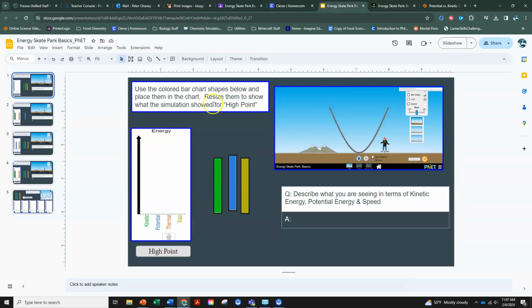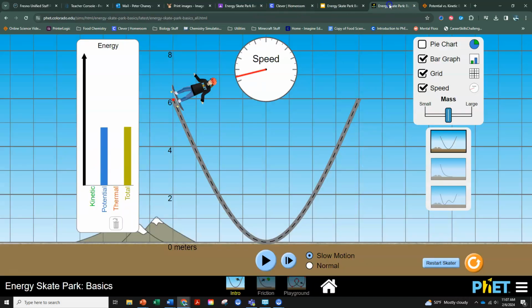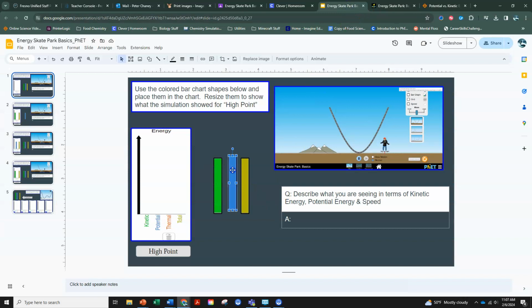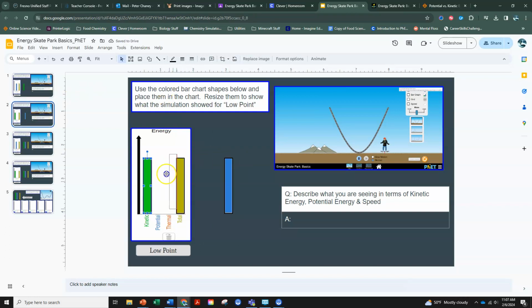So going back to our slide, we're going to represent that ourselves on the slide. So potential is blue, kinetic is green, and the total is like that pukey yellow orange color. So we know that potential and total are the same, so we're going to place those there, and then we're going to answer that question to the right.